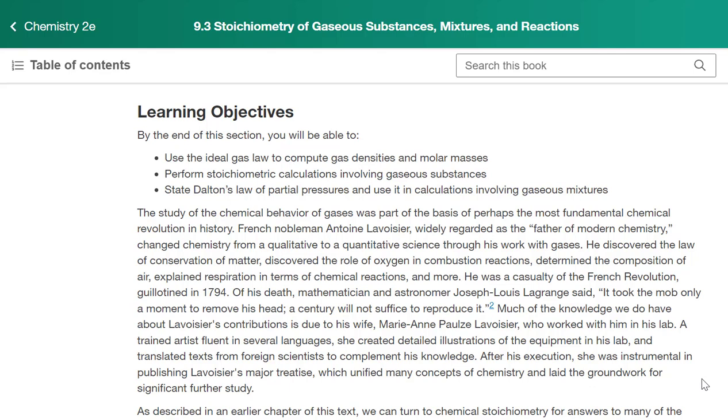Hello, everyone. I want to talk about section 9.3, stoichiometry of gaseous substances, mixtures, and reactions. The learning objectives here: use the ideal gas law to compute gas densities and molar masses, perform stoichiometric calculations involving gaseous substances, and use the law of partial pressure in calculations involving gaseous mixtures. Again, I'm not caring if you know the names of all of the people who were involved in these processes.